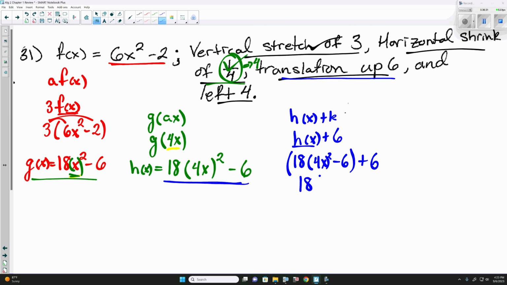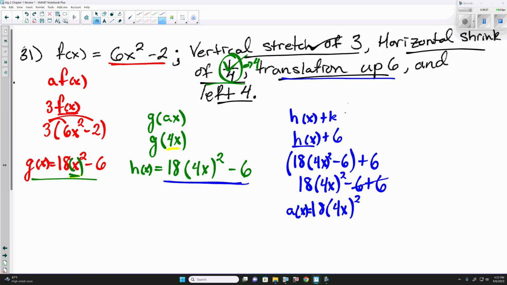Now at this point here, we can drop the parentheses, which gives us 18 times 4x squared, minus 6 plus 6. Well, if we combine like terms, we're just left with 18 times 4x squared, because our negative 6 plus 6 is 0.